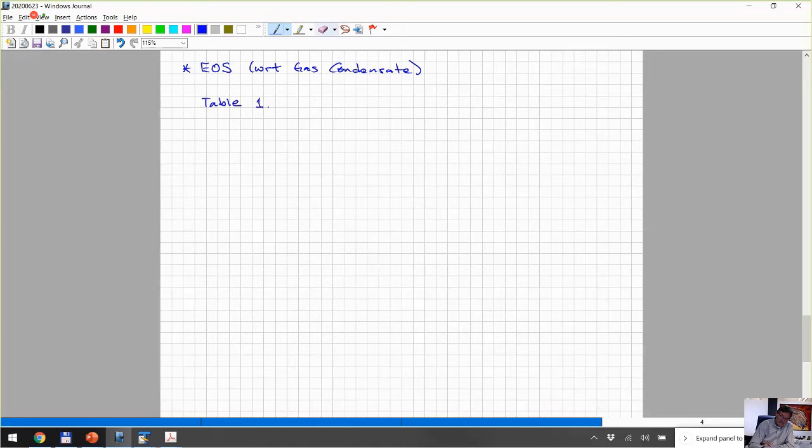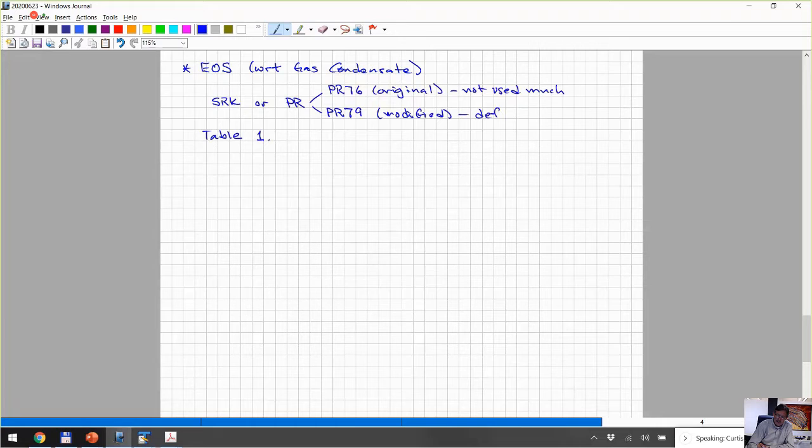Well, it's either the SRK or the Peng-Robinson. You have to specify which one it is. And there's the original Peng-Robinson 76, and 77 and 79. The original, almost no one uses. Not used much. And this is usually the default, the modified, and I think is default in most programs.